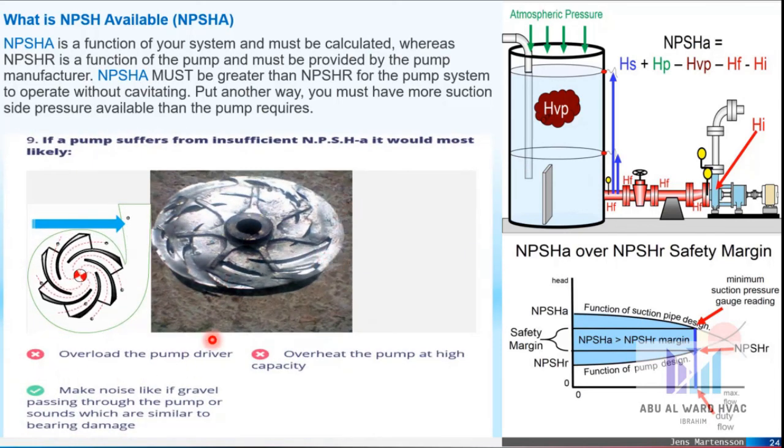So if a pump suffers from insufficient NPSHA, it would most likely make noise like gravel passing through the pump, or sound which is similar to bearing damage. So this is the safe zone, safety margin for NPSHA, which is greater than NPSHR.